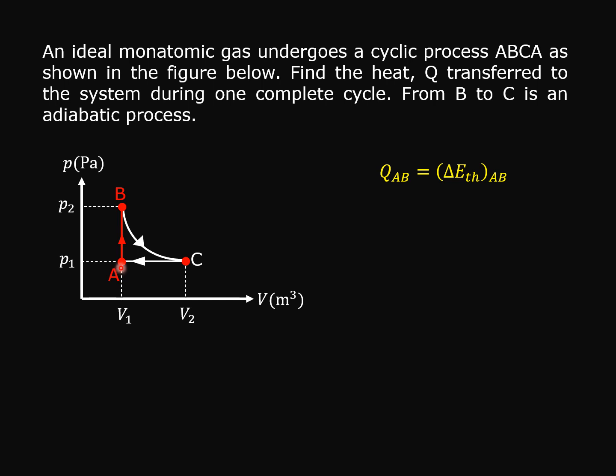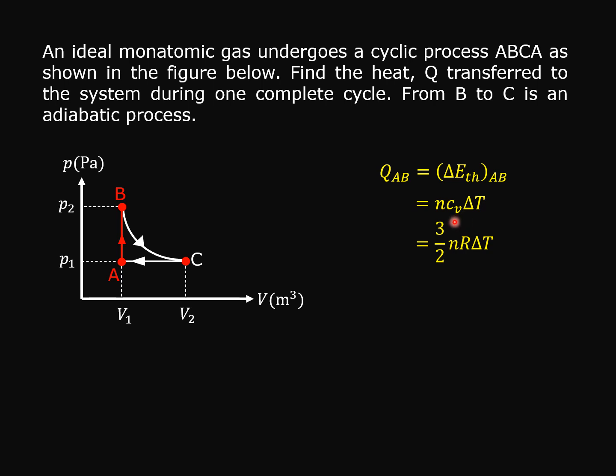The process from state A to state B is isochoric, so the work done is equal to 0. Based on the first law of thermodynamics, Q_AB will be equal to the change of the internal energy when the state changes from A to B. To evaluate the internal energy change, we use nC_V delta T, where n is the number of moles of the gas, C_V is the molar specific heat at constant volume, and delta T is the change of the temperature.